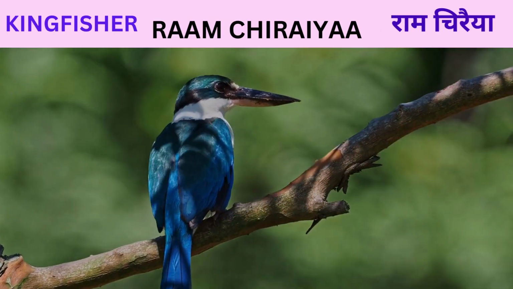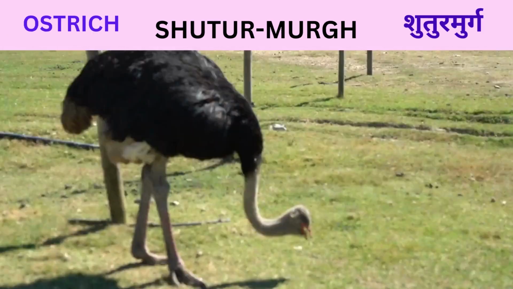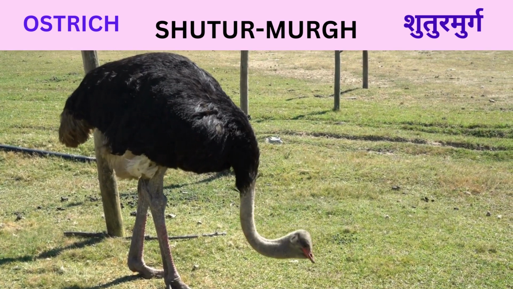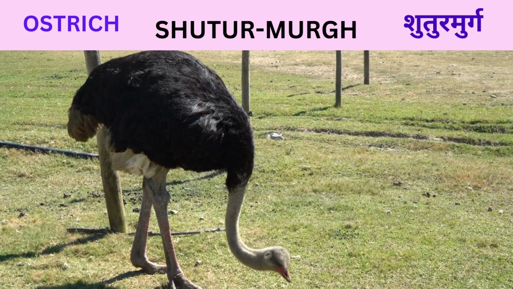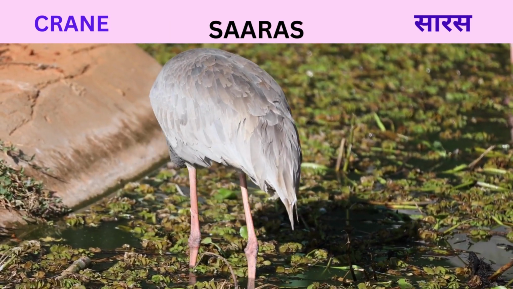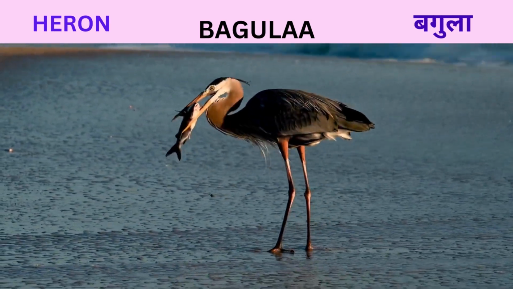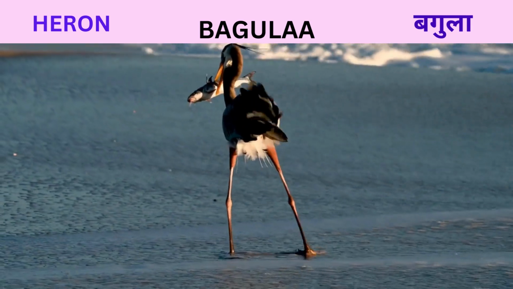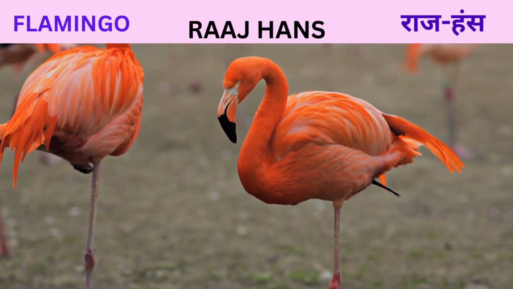Kingfisher is known as ram chiraiya. Ostrich is known as shuturmurg. Crane is known as saras in Hindi. Heron is known as bagula. Flamingo is known as rajhans.